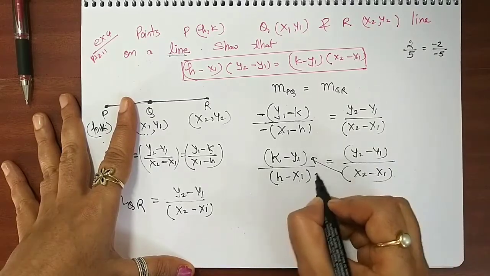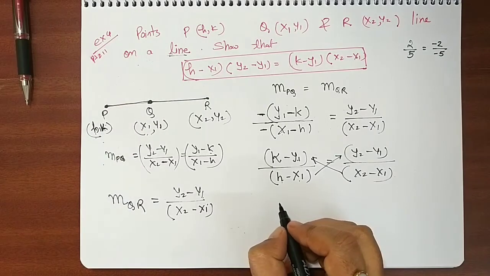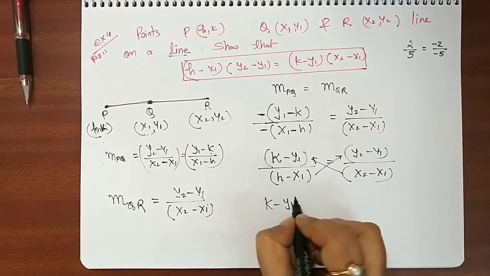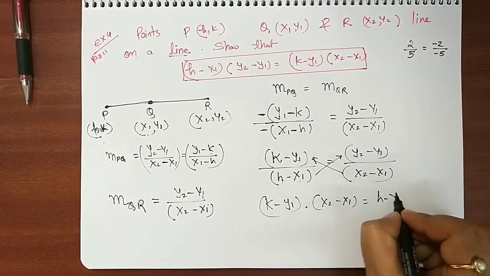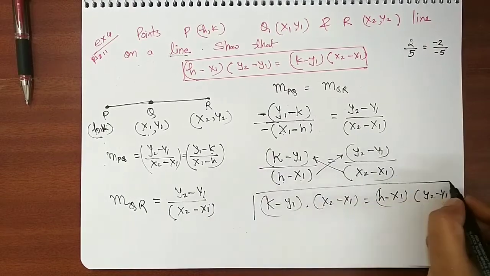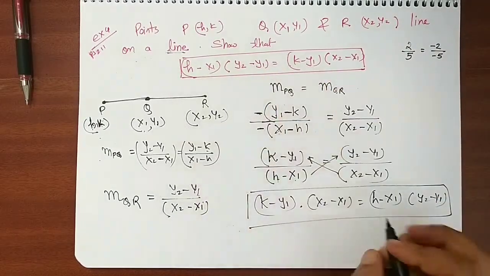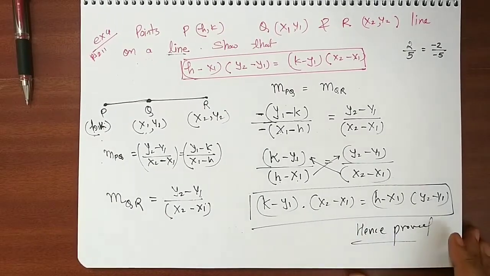Now can I multiply this and this, cross multiplication? So I will get k minus y1 into x2 minus x1 is h minus x1 into y2 minus y1. Hence proved. This is the same thing. Hence proved. Okay, it was not hard at all.